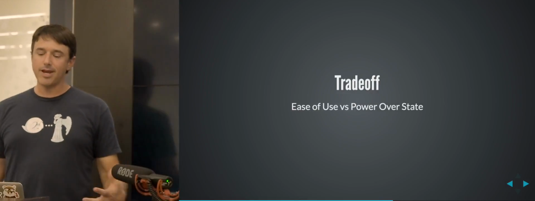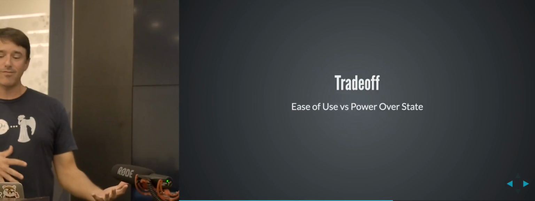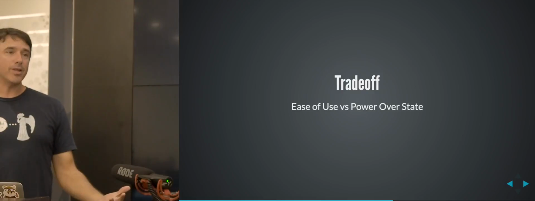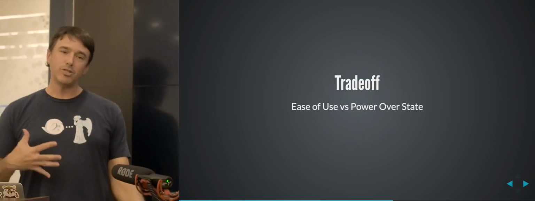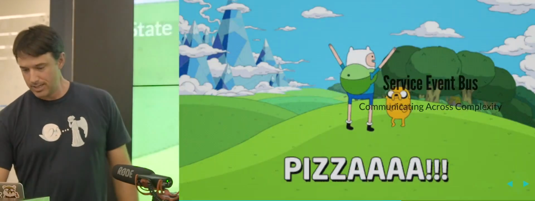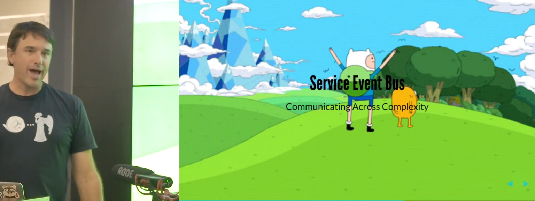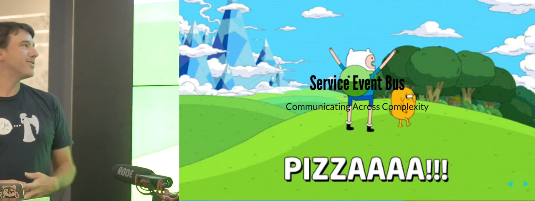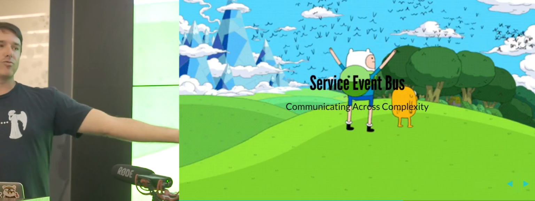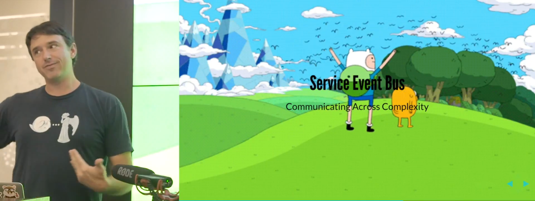So the trade-off there is ease of use, like I said, versus the application's power over state. And sometimes you want one, sometimes you want the other. All right, the final one is, so we're still passing the search value up, right? And so these two clients could be on different routes, and they also could be on different computers.